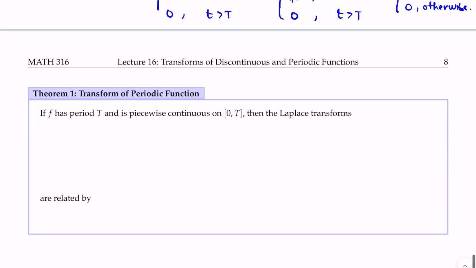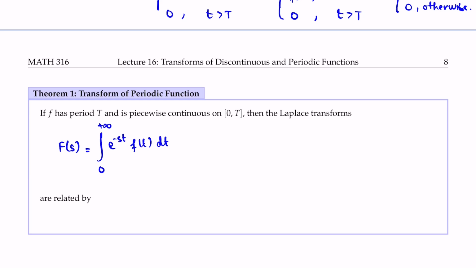So that is the next theorem, the transform of periodic functions. If little f has period T and is piecewise continuous on the interval between 0 and T, then the Laplace transform of the function, capital F of s, is equal to the integral from 0 to positive infinity of e to the negative st times f of t dt. Again, this is the definition of the Laplace transform of a function, given that the function f of t is a periodic function in this case.